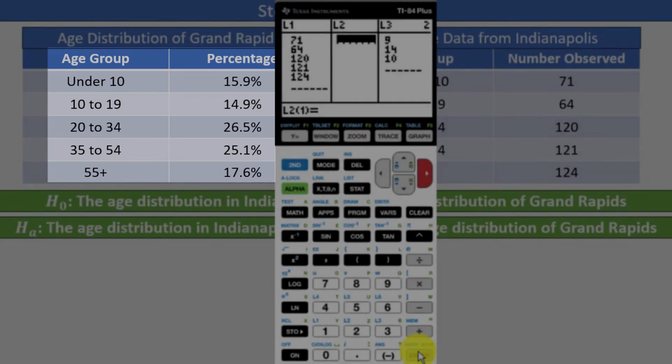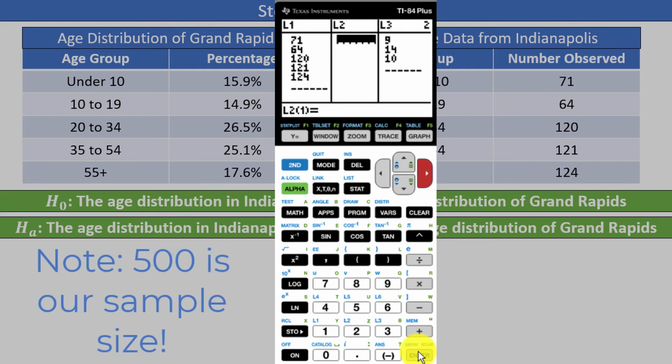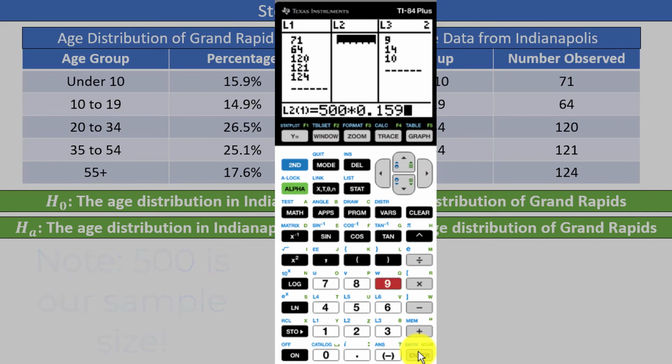Now to calculate the expected values, simply multiply 500 one at a time by each of the percentages. For example, take 500 times 0.159, the decimal equivalent of 15.9%, and you should get 79.5. 500 times 0.149 equals 74.5. 500 times 0.265 equals 132.5. 500 times 0.251 equals 125.5. And 500 times 0.176 equals 88.